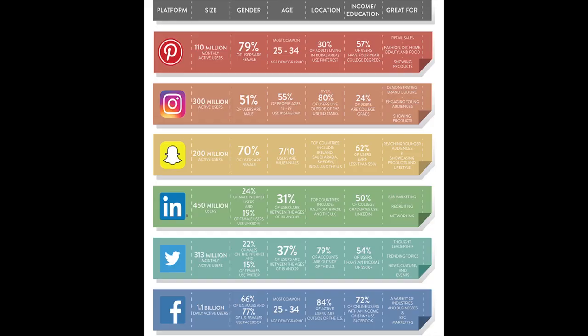So, of course, the question you're going to have is, well, which one should I focus on? Again, I'm going to share this with you. You're more than welcome to take a picture of it, but I will share my slides with you at the end. This is just a snapshot of who is on each of these channels.